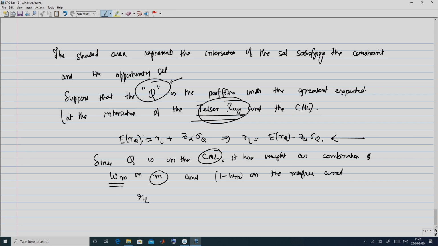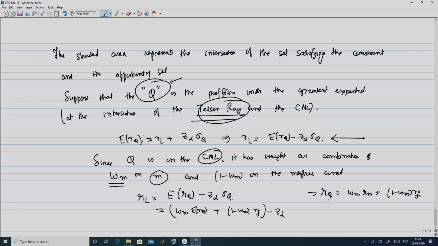So, then what do we have? Then we will have RL is equal to expected value of RQ minus Z alpha sigma Q. Now, since Q is on the CML, RQ is simply going to be Wm Rm plus 1 minus Wm Rf. So, the expected value of RQ is going to be Wm E of Rm plus 1 minus Wm into Rf. So, this term is taken care of, minus Z alpha. And here sigma Q is simply going to be the standard deviation of this term, because the constant term will vanish and the cross term is going to vanish. So, Z alpha into sigma Q is simply going to be Wm into sigma m.